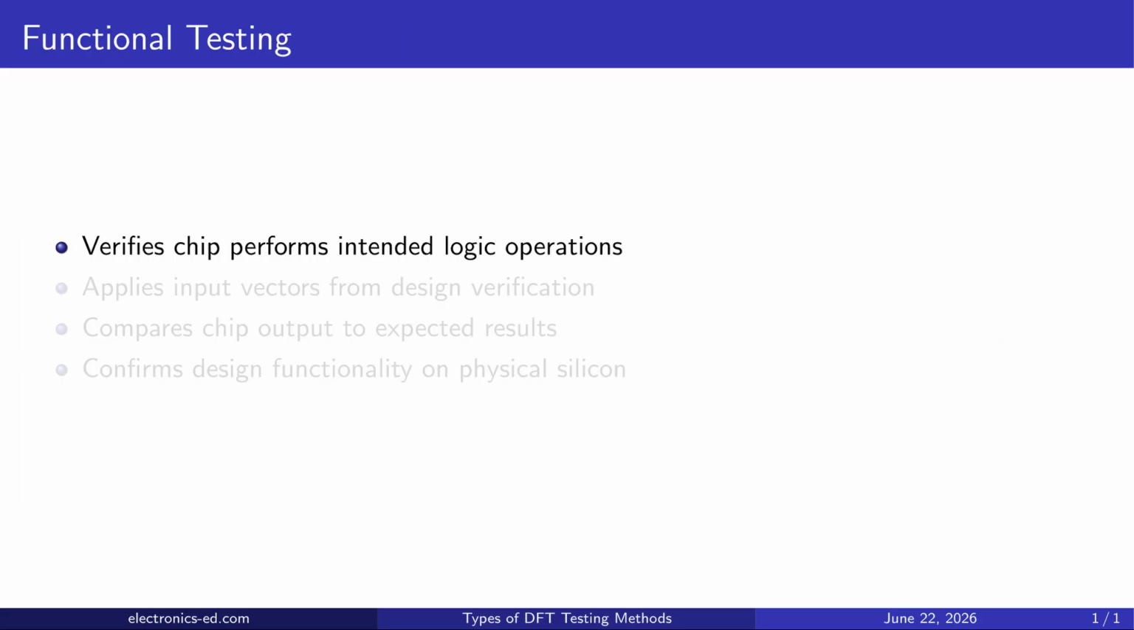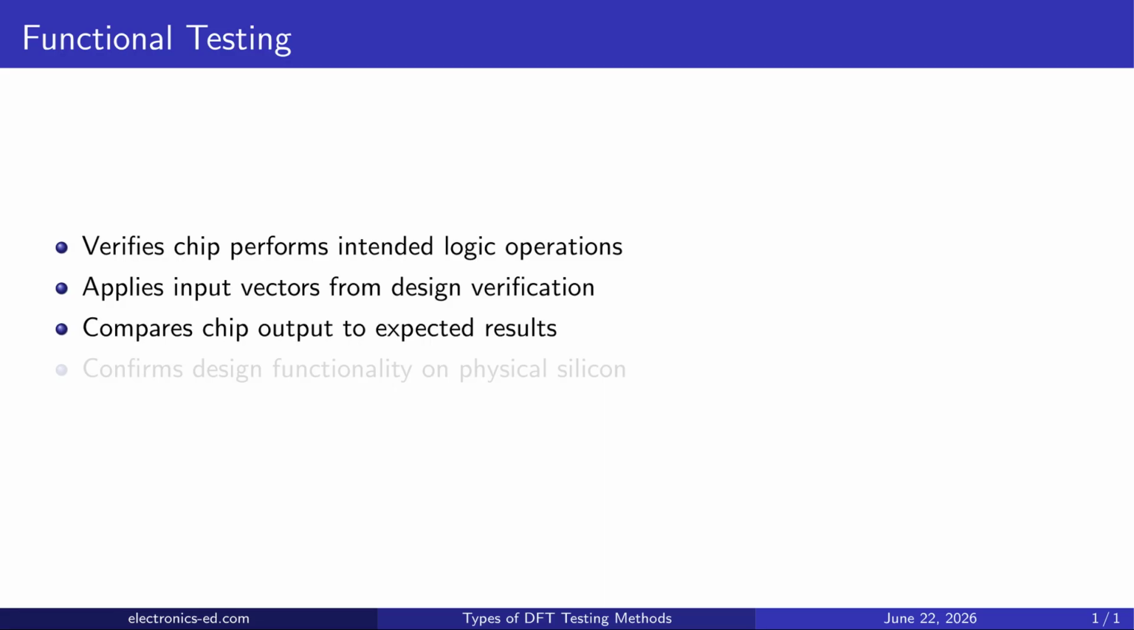Functional testing verifies that the chip correctly performs its logic operations. We apply input vectors that were used during design verification. Then we compare the chip's output to the expected results. This confirms that the design works correctly on the actual physical silicon.